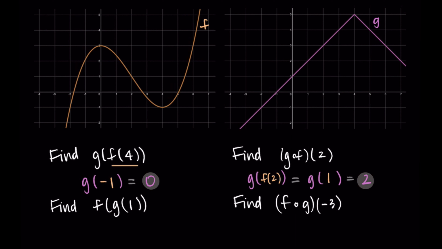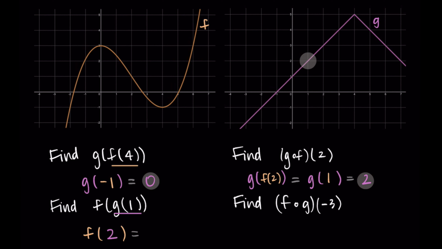Alright, now let's find f of g of 1. So now we're doing the composition in the opposite order. We're going to start with g of 1, where we input 1 to the function g. We actually just did this in the last part. The input of 1 corresponds to an output of 2 on the graph of g. So 2 is going to be our new input for f. So g of 1 is 2, and 2 becomes our new input.